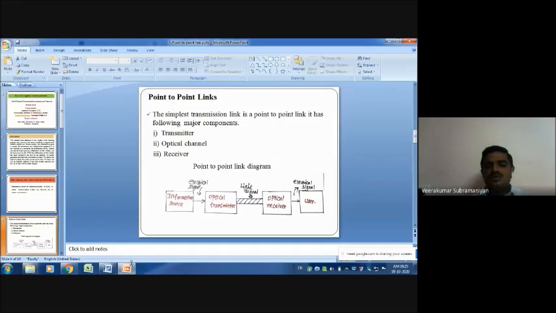Then it has to convert the light signal into an electrical signal. After the conversion to the electrical signal, it gives it on to the user. So this is the overall working process of the point-to-point link. It is again related to our first unit concept.